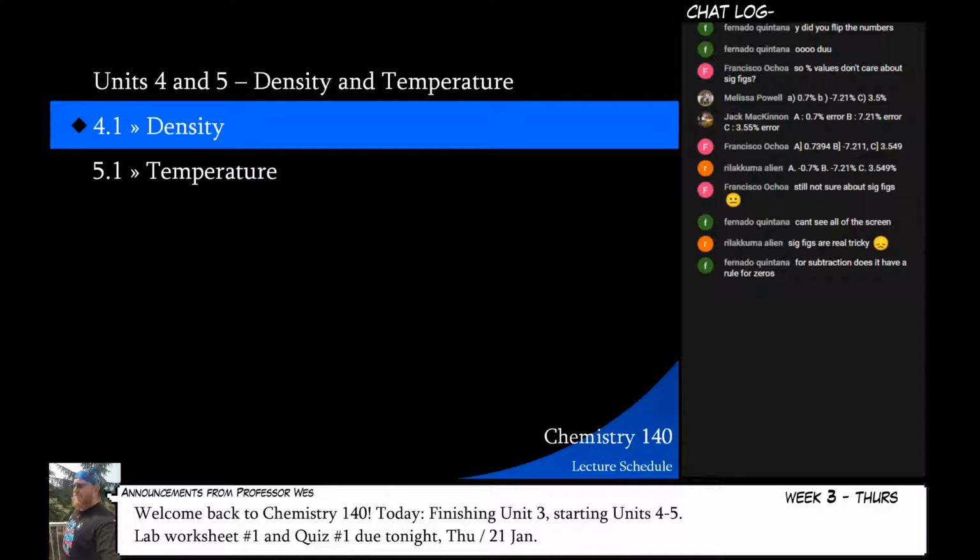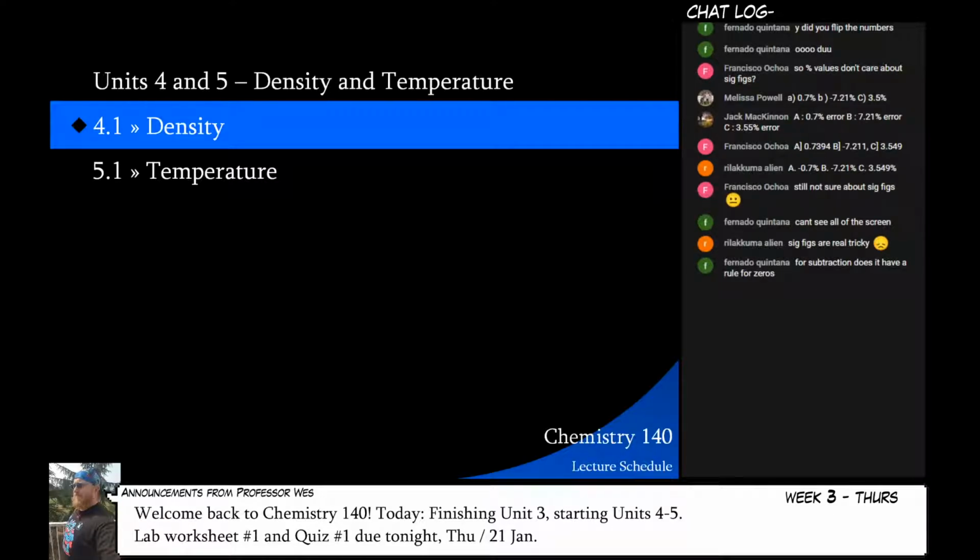All right, so Units 4 and 5 are one section each in the supplemental text. And so I combine them because there's really no reason to have an upload that's 4 slides and an upload that's 6 slides because there's only like 10 slides here.